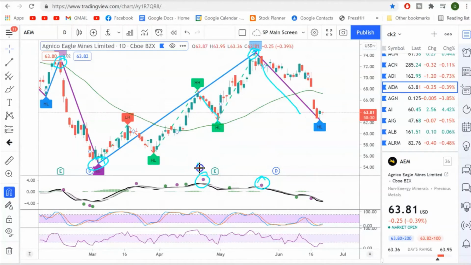So this is win, win. This would have been a win but I don't like to take the greens above the zero line, so I would not take that one. But that would have been a win. There's a green there, and that would have predicted. Look, that's all you need.